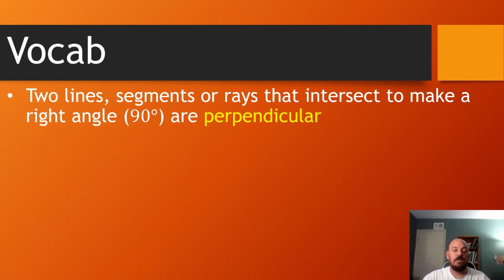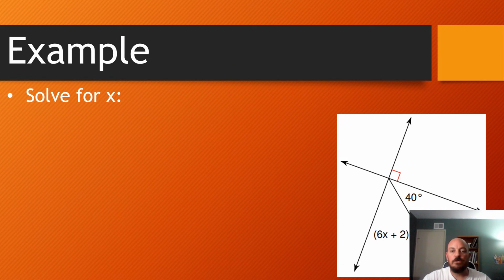All right, here's another vocabulary word. Any two lines or line segments or rays, any of those things, that intersect or cross to make a right angle are what we call perpendicular. So here is an example where we can use that.